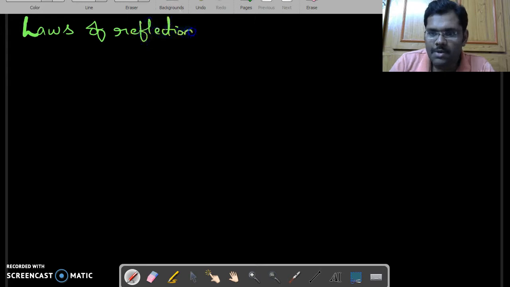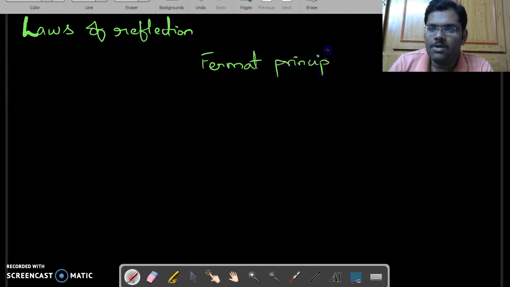In our previous chapter we discussed that light travels in a straight line, that is the rectilinear propagation of light. We demonstrated that with the help of a pinhole camera. So what is the principle? A scientist called Fermat explained that light always selects the least path to travel. That is what we call the Fermat Principle.